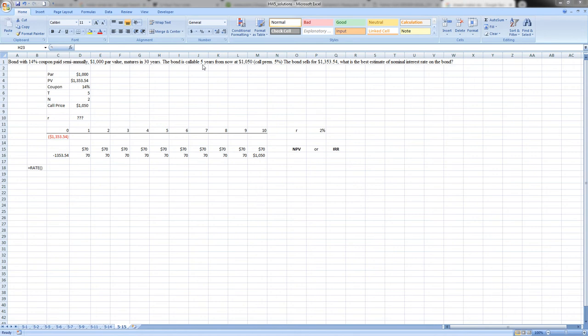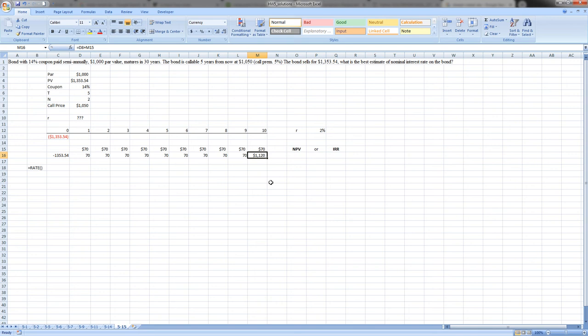So since this bond is semi-annual in nature, or that is the coupon payments, and it's 5 years from now, we know that there are 10 payment periods. So at time 0, there's a cash outflow of $1,353.54. Every 6 months, we receive $70 for a total of $140 annually for the next 5 years. At the end of 5 years, we can anticipate that this bond will be called in, and we'll receive a total of $1,050 plus the $70, so a total of $1,120 upon maturity.